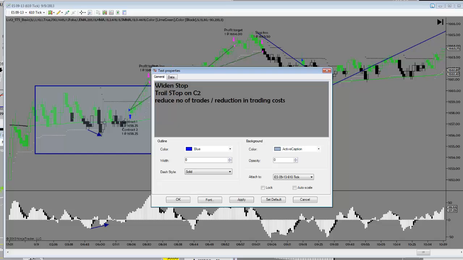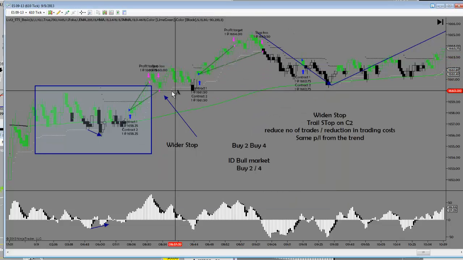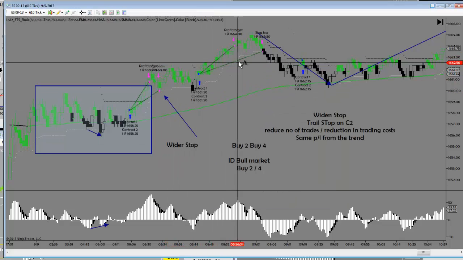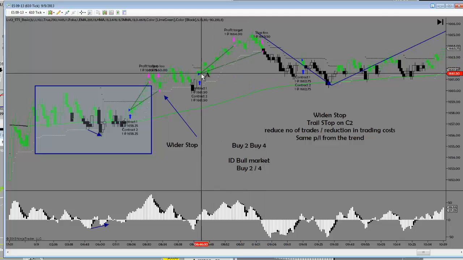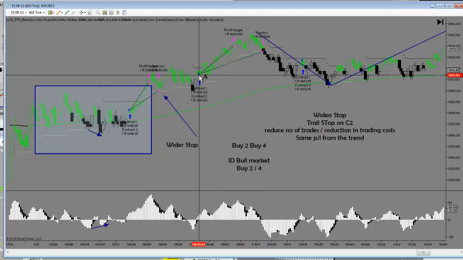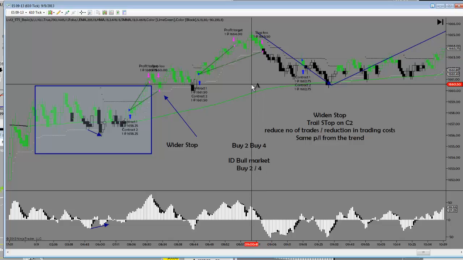Number 2, we wind up with basically the same P&L from the trend, because we would have made about the same on the single contract trailing the market here as we made on adding 2 more contracts back in here and here.